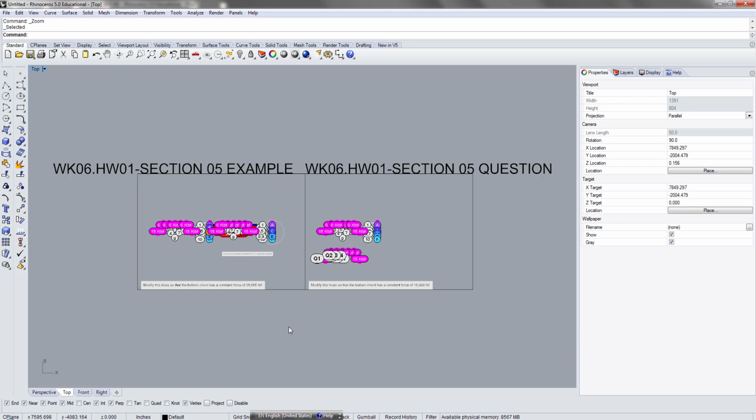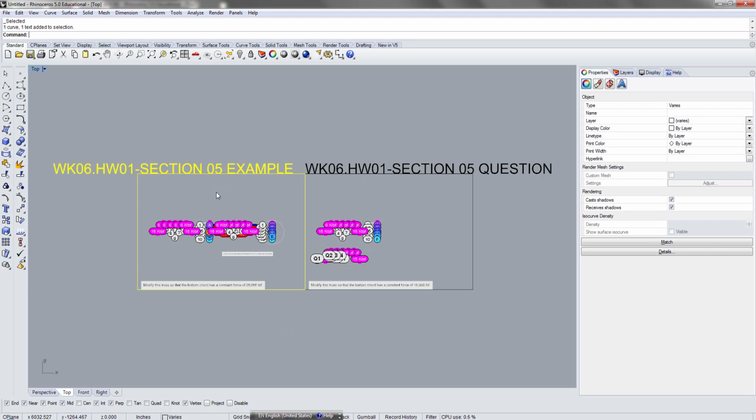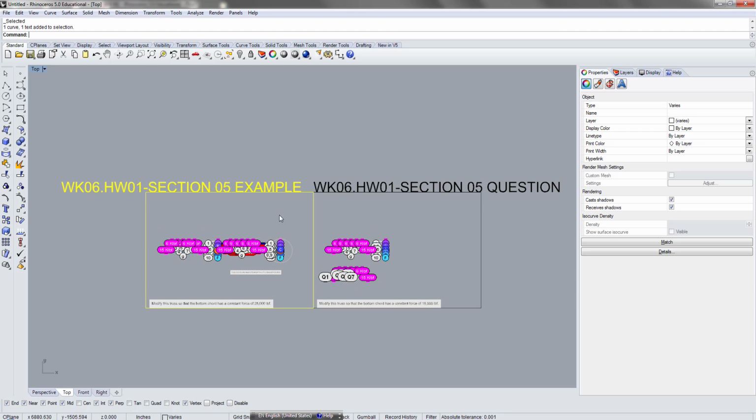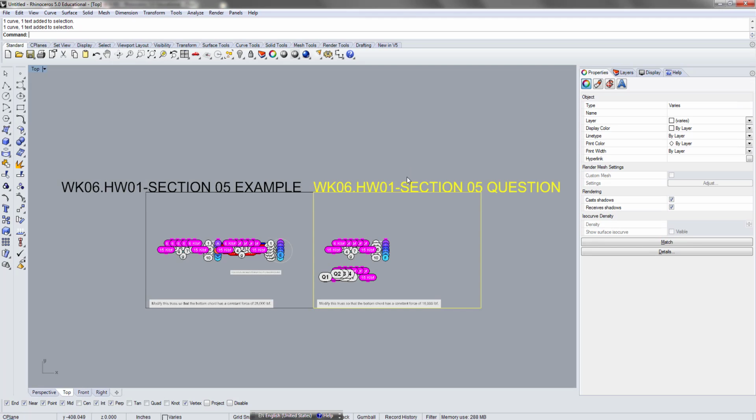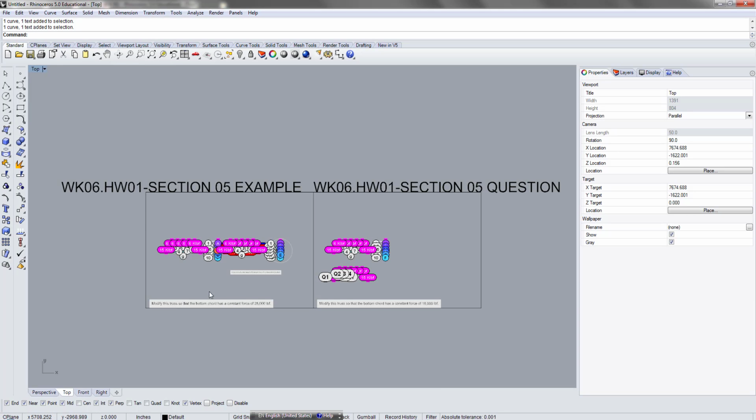Alright, so this is section 5. So for this I'm showing the example on the left side, which I would explain all the process to get to the answers, and on the right side I'm showing the actual question, which is slightly different, but you should be able to follow the same exact process. The difference being, on the left side I'm asking the bottom chord to have a constant force of 25,000 pounds, which I will show you. On the right side it's saying that the bottom chord force would be 18,000 pounds.